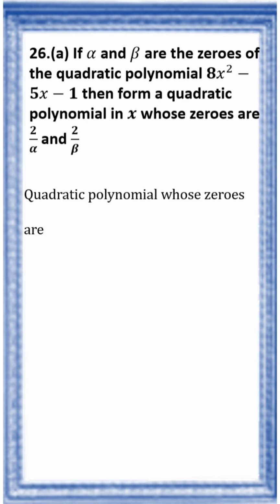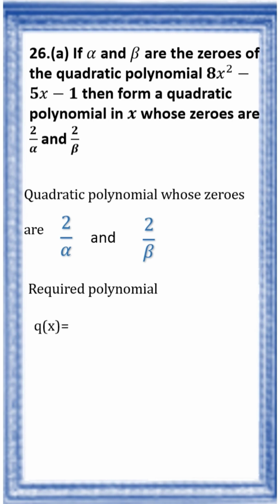Quadratic polynomial whose zeros are 2 by alpha and 2 by beta we have to form. So the required polynomial is q of x equals x square minus 2 by alpha plus 2 by beta into x plus 2 by alpha into 2 by beta. So q of x is equal to, here you have to add these two.